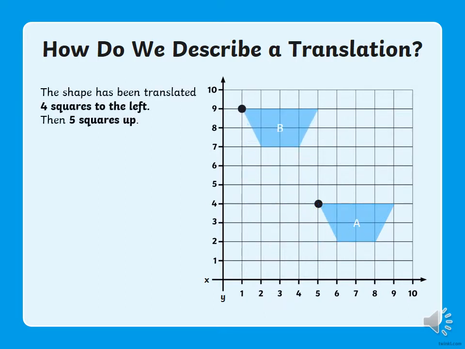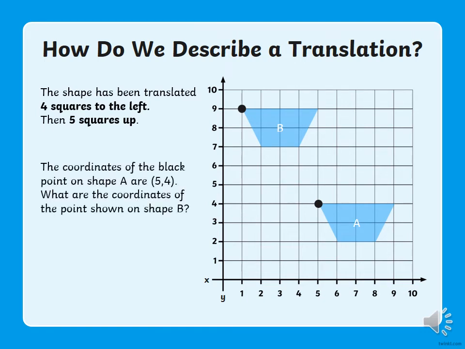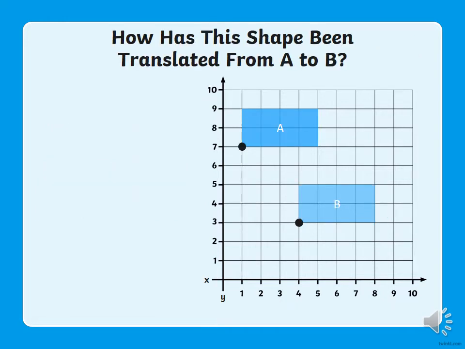The shape has been translated 4 squares to the left and then 5 squares up. The coordinates of the black point on shape A are 5, 4. What are the coordinates of the point shown on shape B? 1, 9. Good, because remember, the first number is always from the x-axis. So down the corridor and up the stairs. How has this shape been translated from A to B?